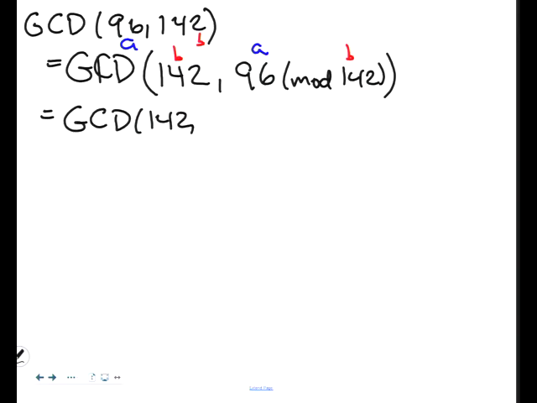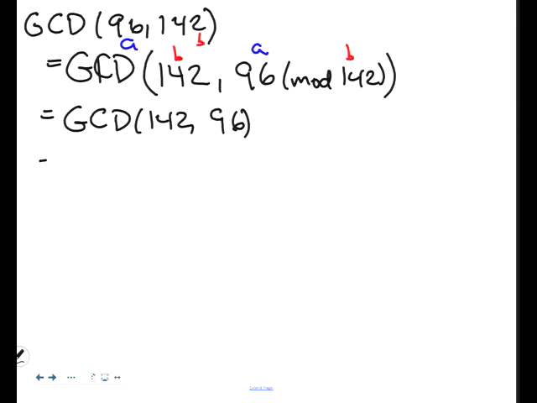Well, how many 142s are there in 96? 0, so it's just 96. Okay, so far, have we actually done anything? Does it surprise or bother anyone that the greatest common divisor of 96 and 142 happens to be the greatest common divisor of 142 and 96? No, we haven't actually said anything so far. Great, so we're off to a good start.